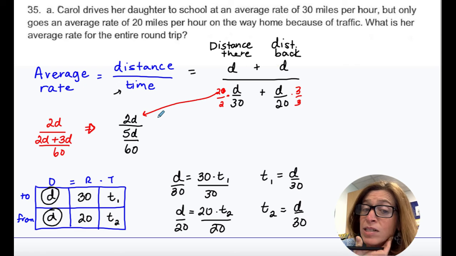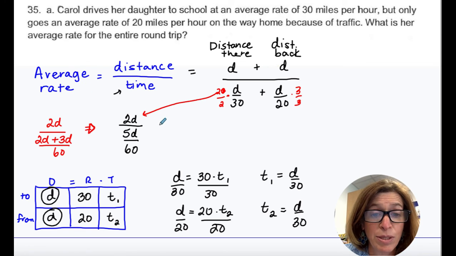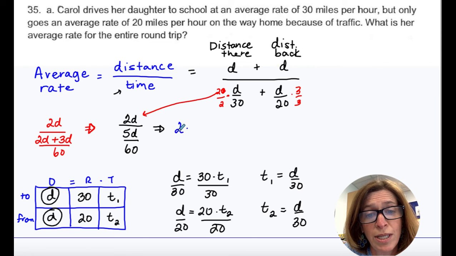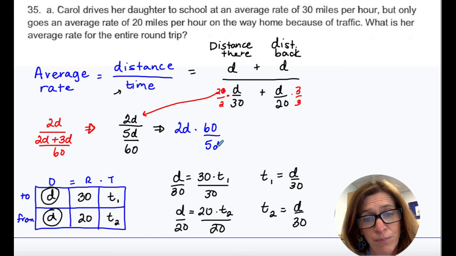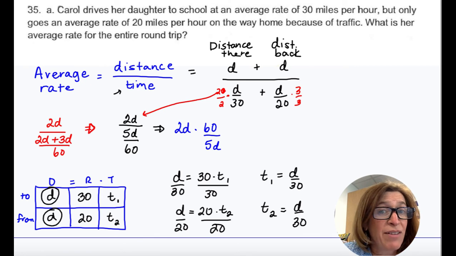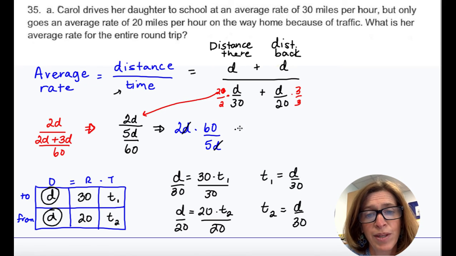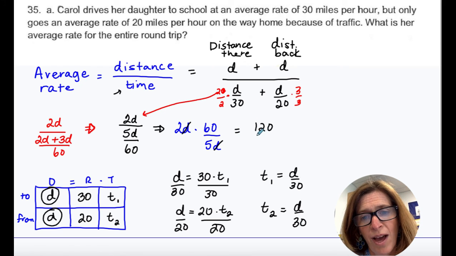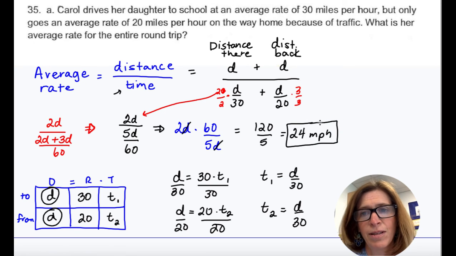Now we know that dividing fractions is the same as multiplying by the reciprocal. So let me switch colors. That's going to be 2d times 60 over 5d. Okay, again, we're just finding the average rate here. All right, so then the d's are going to simplify to 1, and we're going to get 120 over 5, which is 24 miles per hour. And that would be my average rate for the entire trip.